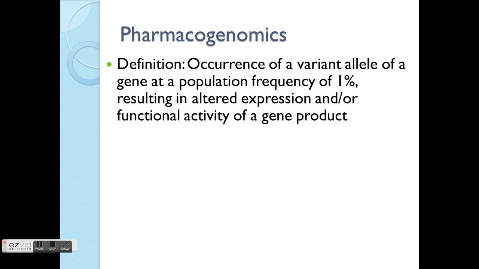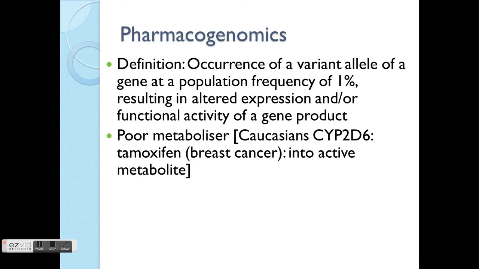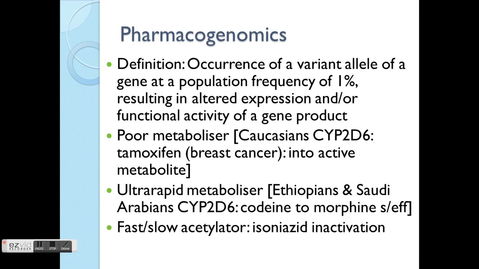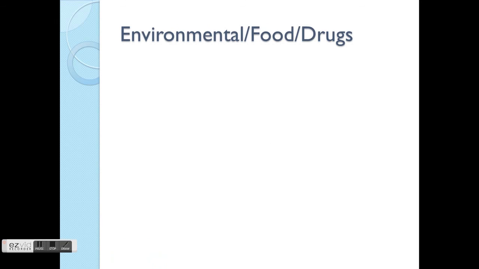A little bit about pharmacogenomics, again, it's about allele stuff. So just read this through. Specific examples would be, for example, poor metabolizers for Caucasians. They can be ultra rapid metabolizers. They can also be fast or slow acetylators. Okay, these are some very specific examples. However, they're not really used that much clinically. Hopefully, they'll play a bigger role in the future.